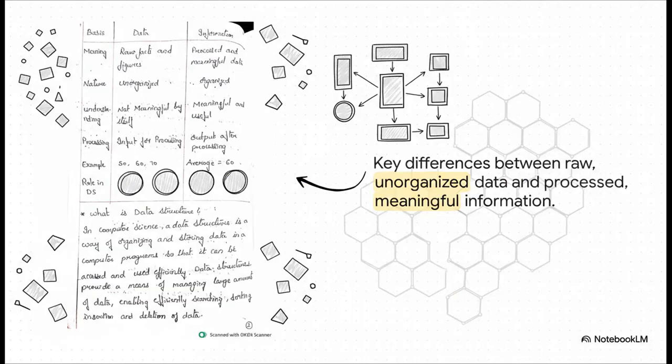And this breakdown shows it perfectly. Over on the left, you've got that raw data. Just a jumble of scores, 50, 60, 70. It's not organized and it's not super helpful. But once we process it, we get information. The average score is 60. Now that is organized, meaningful, and you can do something with it.